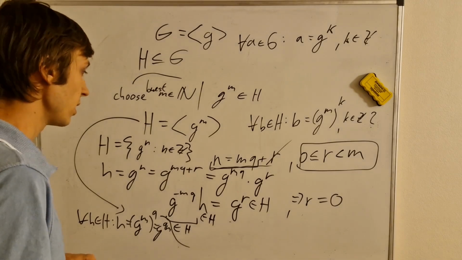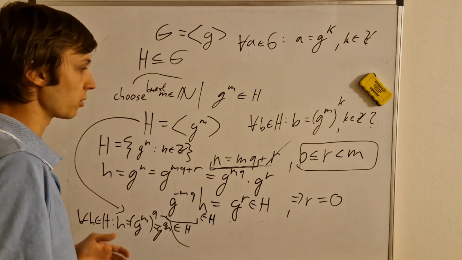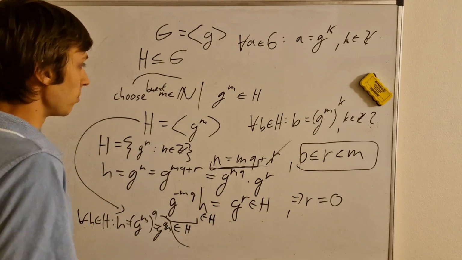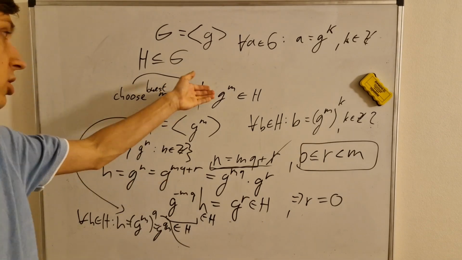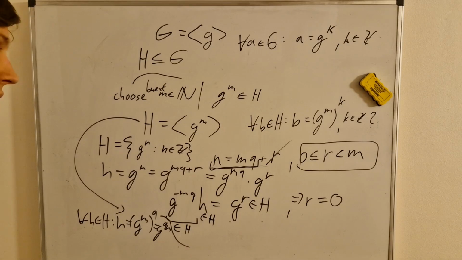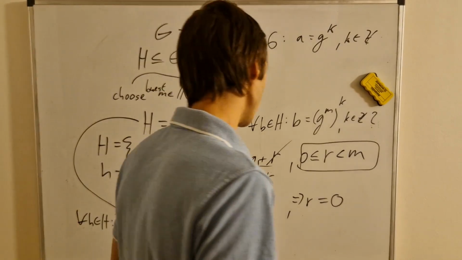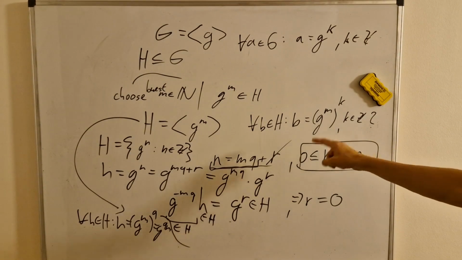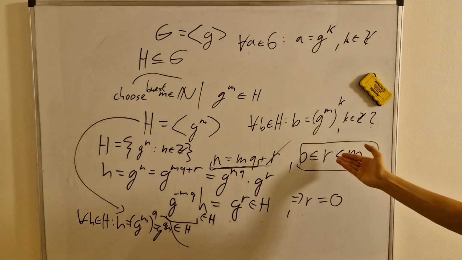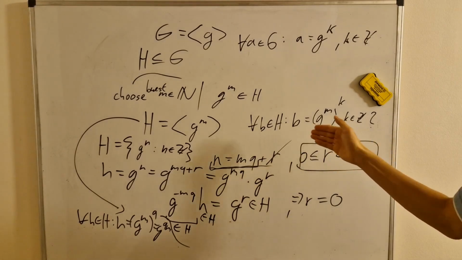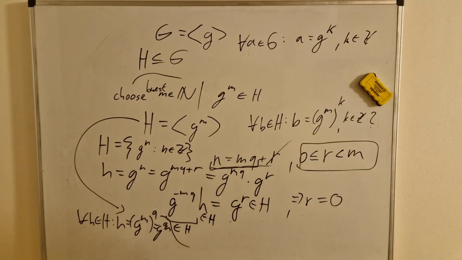Well, we found out that r is indeed 0 by the property that m is the lowest possible exponent such that g to the m is in h, if it's a positive integer. And also we found that r must be between m and 0. So if m must be the smallest positive integer, then the only option left for r is that it's equal to 0. So that's that for this proof.